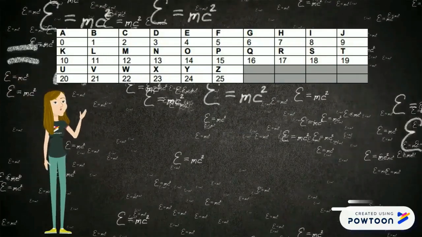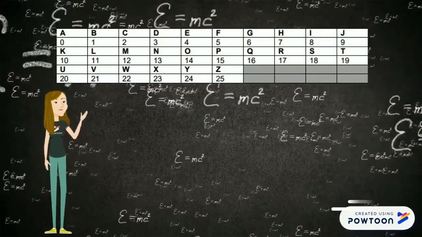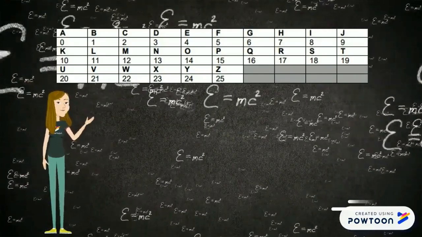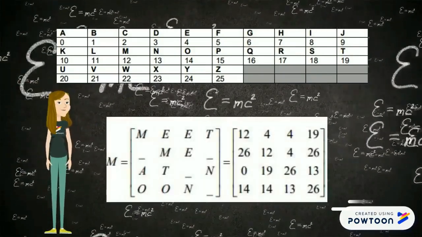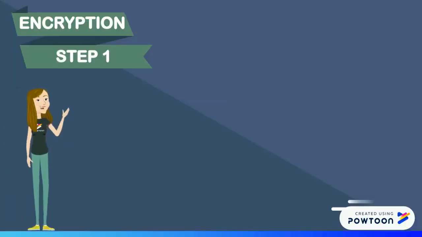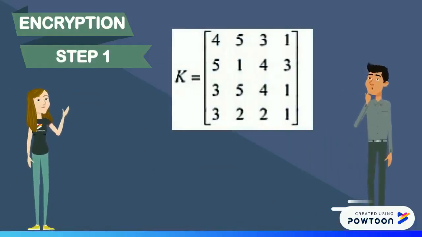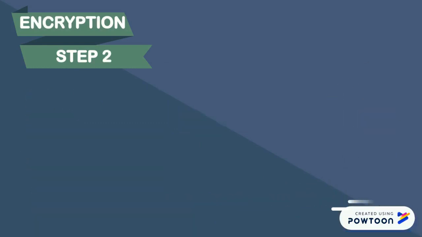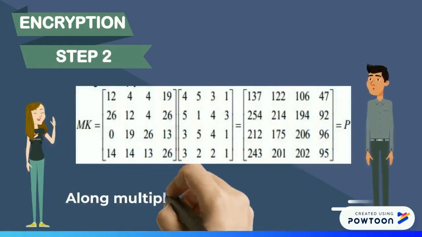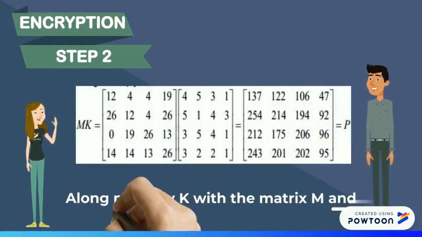Since the message "meet me at noon" has 16 letters, let the set of numbers be written in a matrix of dimension 4 times 4 as follows. Encryption step, done by Alung, the sender of the message. Firstly, Alung chooses a random matrix K. Next, Alung multiplies K with the matrix M and obtains a new secret message P.